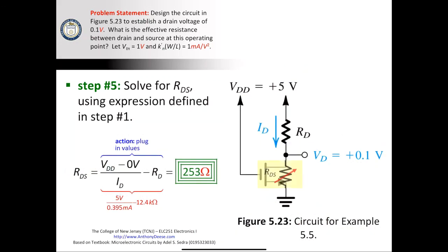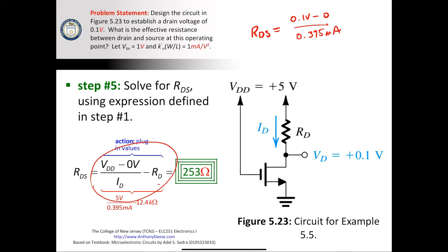And then we can figure out what the value of RDS is using, again, a similar sort of KCL Ohm's law-based equation. You could do it this way. Honestly, I would say it's easier just to say that RDS is equal to 0.1 volts minus 0 over the 0.395 milliamps. You don't really need to calculate RD in order to get RDS. And that will give you the same answer, which is 253 ohms.